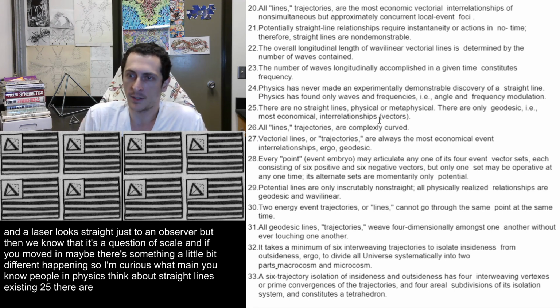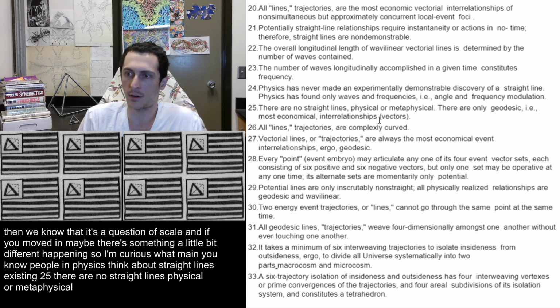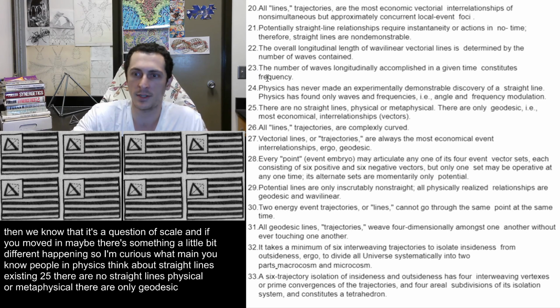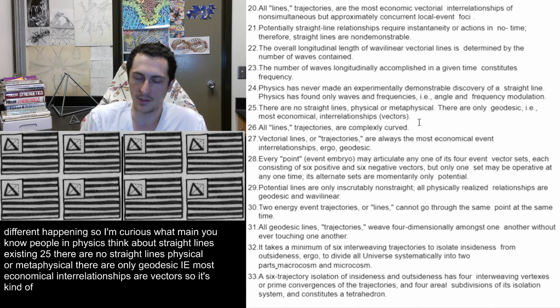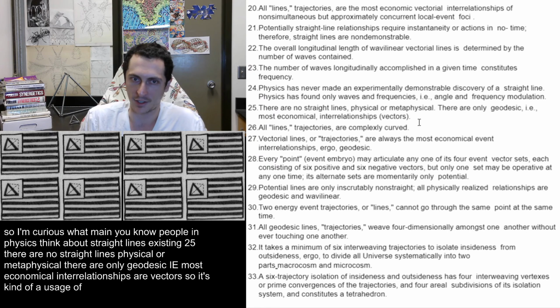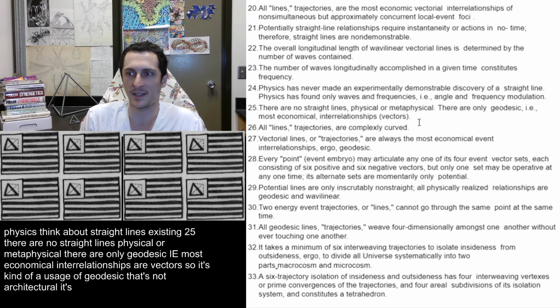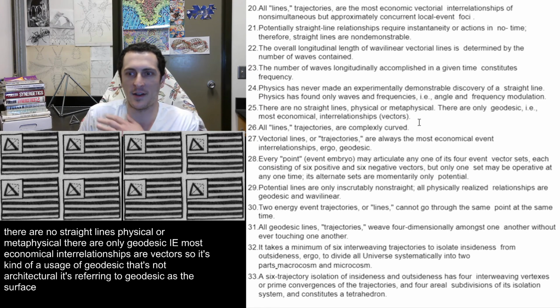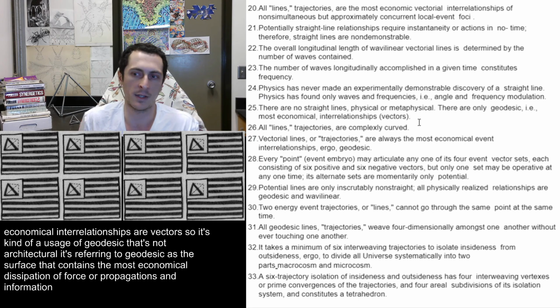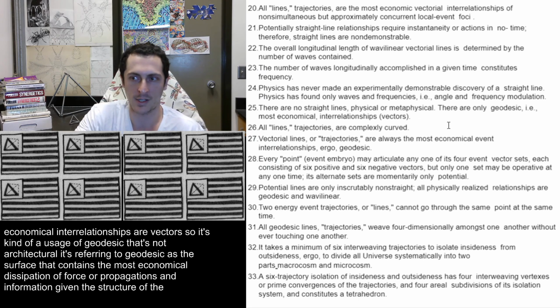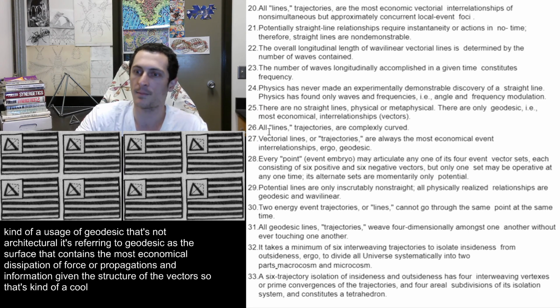There are no straight lines, physical or metaphysical. There are only geodesic, i.e. most economical interrelationships or vectors. So it's kind of a usage of geodesic that's not architectural. It's referring to geodesic as the surface that contains the most economical dissipations of force or propagations of information given the structure of the vectors. So that's kind of a cool notion of geodesic.